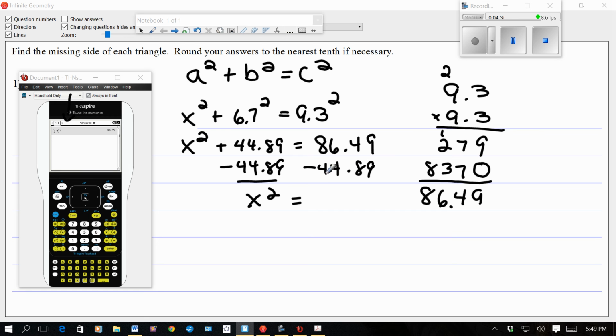You have to subtract it. I just want to show you this on your calculator so that you know how to do subtraction on your calculator. Notice the first number is 86.49 minus 44.89. So you would put 86.49 in your calculator first, and then you would subtract 44.89. Hit enter, and you get 41.6. So it's 41.6.